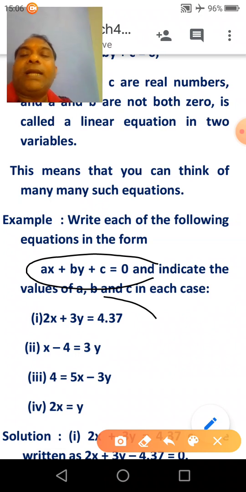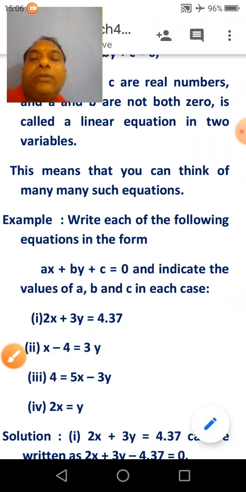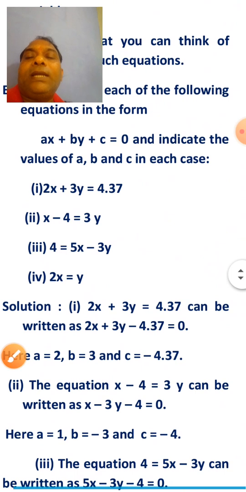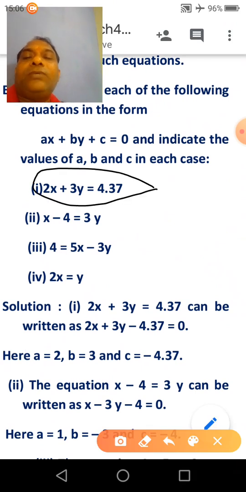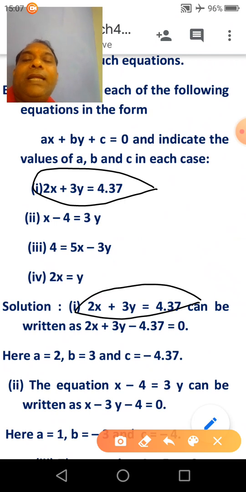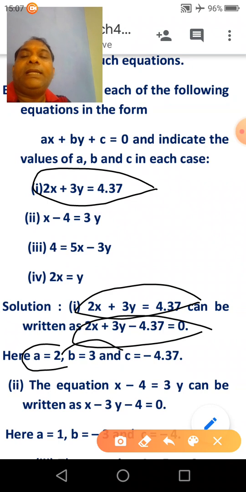So the first part is 2x plus 3y is equal to 4.37. You have to convert it into the form of ax plus by plus c is equal to 0. So this equation can be written as 2x plus 3y minus 4.37 is equal to 0. Here a will be 2, b will be 3 and c will be minus 4.37.